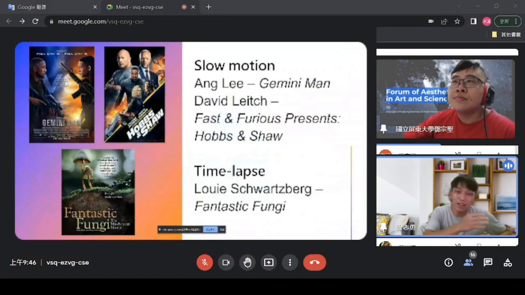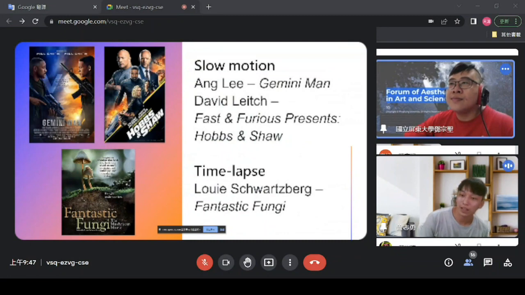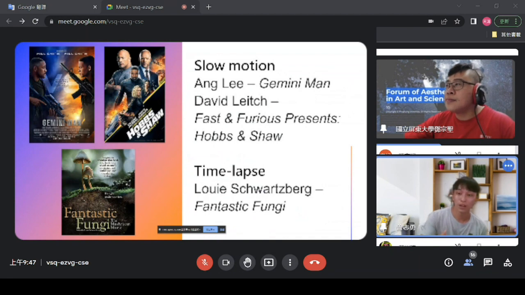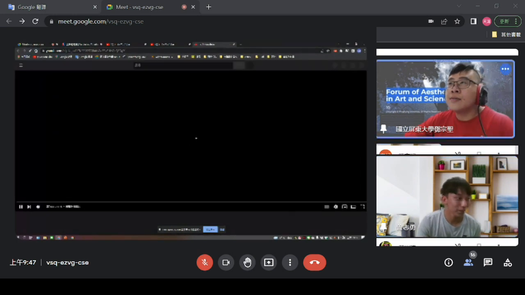This is a slow motion example. Let's talk about the time-lapse movie. I take Fantastic Fungi to talk about time-lapse. It combines time-lapse and interviews to talk about biology and environmental rules. In the movie, they say fungi are not just a piece of topping. They use the fungi to discover the beauty from their growing process. Let's see a part of the movie.